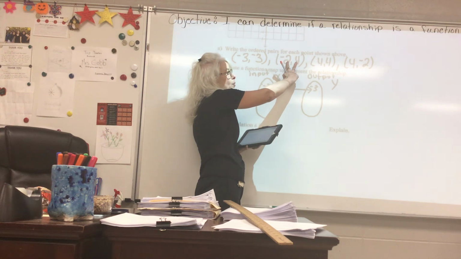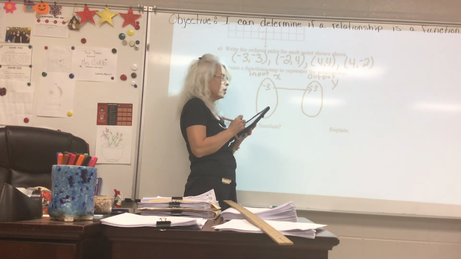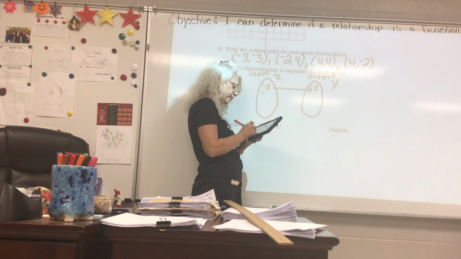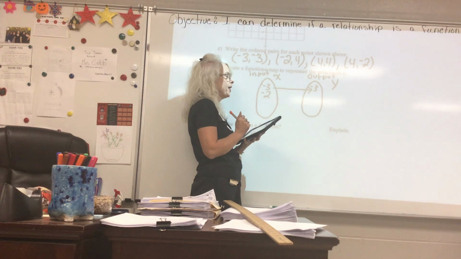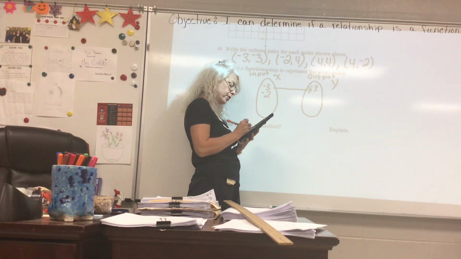What's the input for this point? Negative 2. Jay, sit up. Do I already have negative 2 written down? No. So I'm going to write it down. And what is its output? 4. And do I already have 4 written down? No. So I'm going to write it down and draw your arrow.